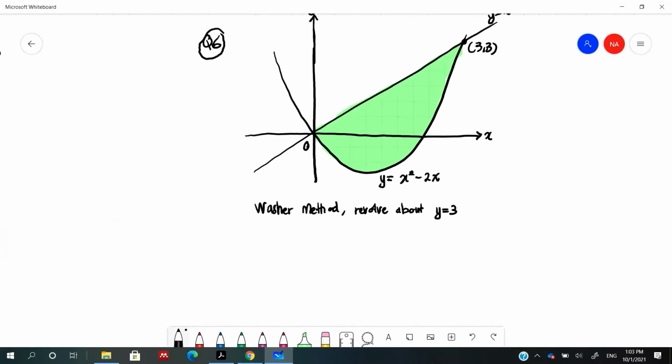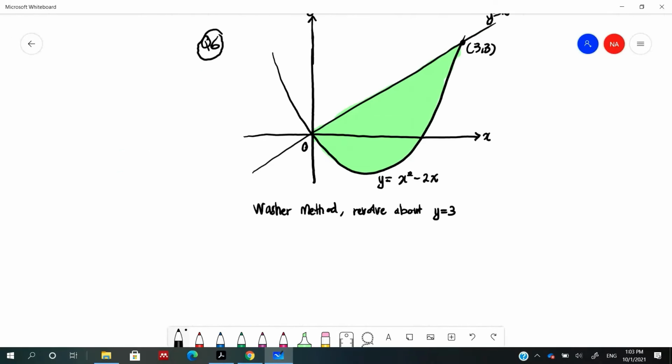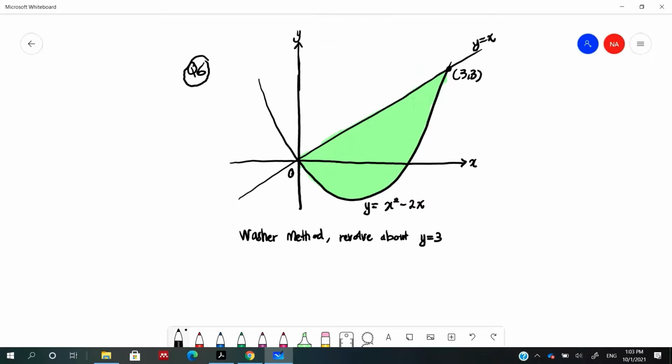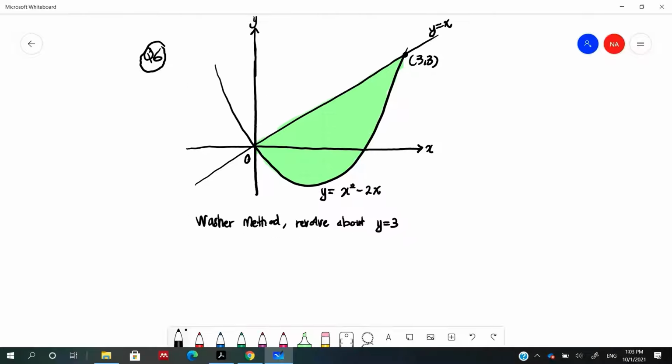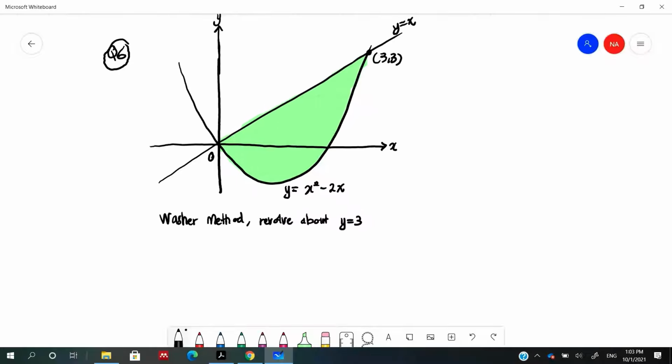What's important is that you have to determine if it is integration with respect to x or with respect to y. Then you have to find the outer radius and inner radius, and then substitute inside the formula for volume. Let's look at the last example here. Now we want to use the washer method, revolving about y equal to 3. So y equal to 3 is actually this line.